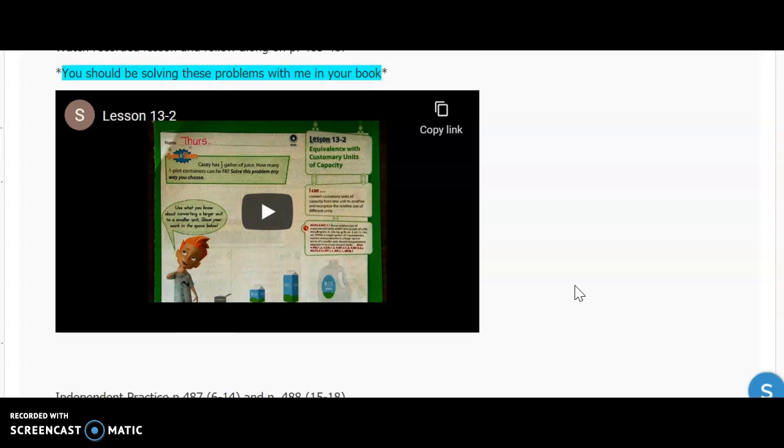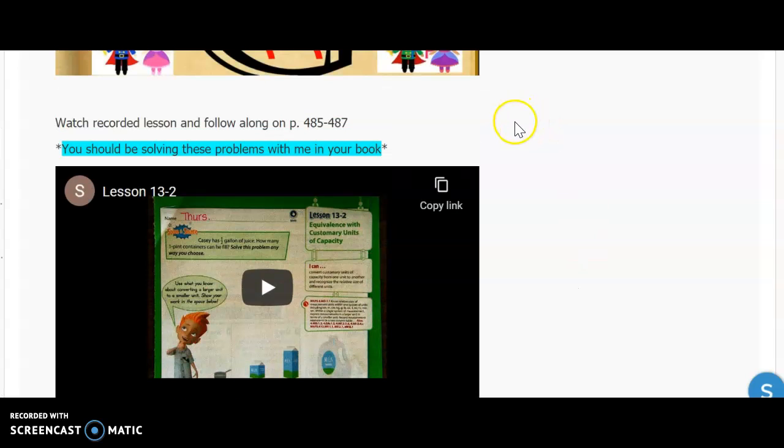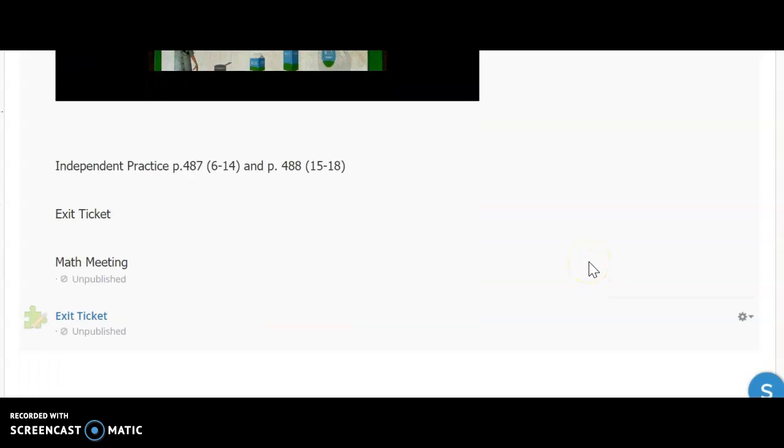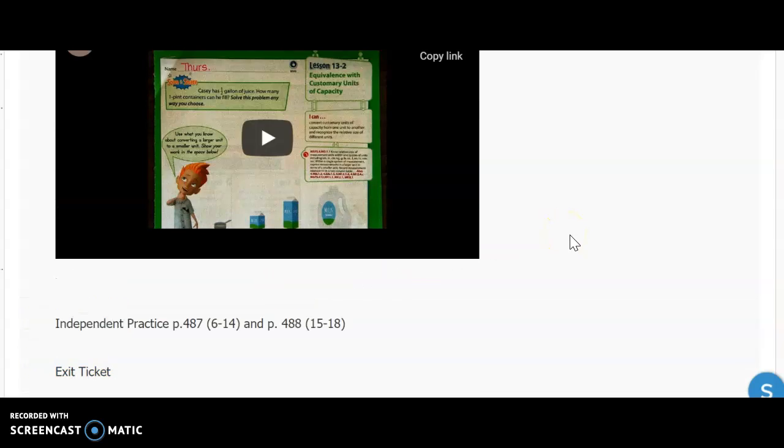After that, you are going to watch me go through pages 485 to 487. Again, you should be solving these problems in your book with me. You have some independent practice where you will practice converting units of capacity on pages 487 and 488. We do have an exit ticket, and we will meet at 2 o'clock.